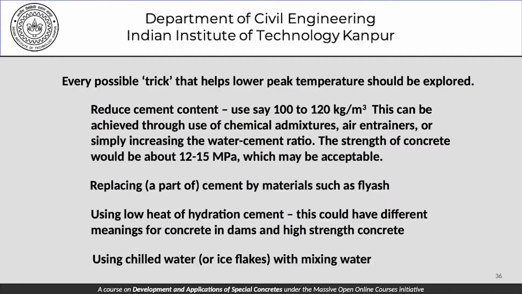Reduce the cement content to say 100 to 120 kgs per cubic meter. This can be achieved through the use of chemical admixtures, air entrainers, or by simply lowering the water-cement ratio. For most of the mass concrete applications, even if the strength of the concrete is about 15 to 17 MPa, that would be largely acceptable. Replace a part of the cement by materials such as fly ash.